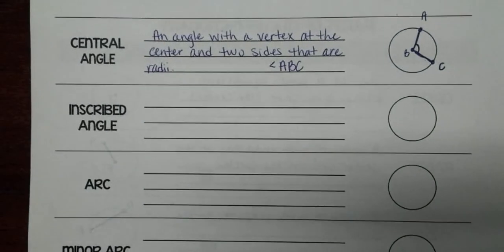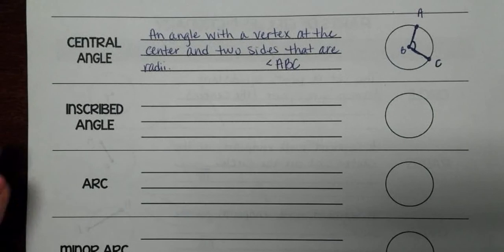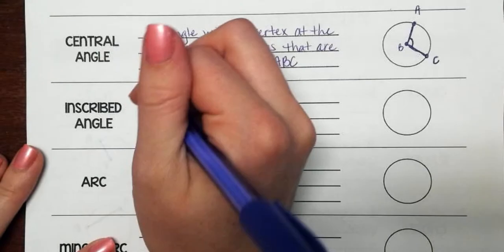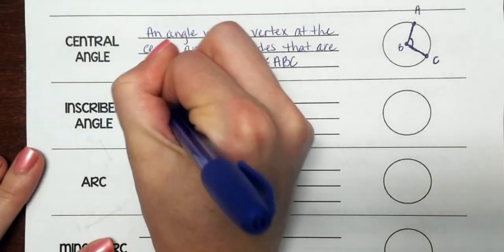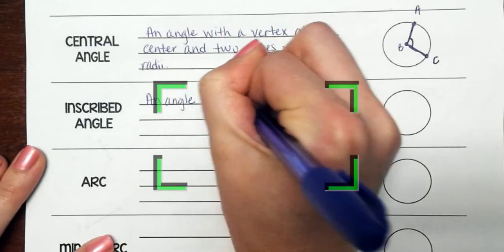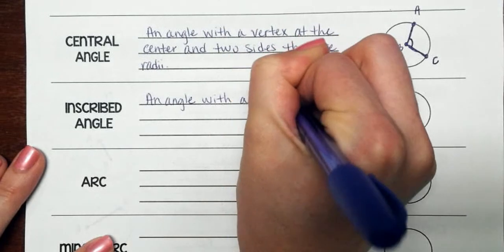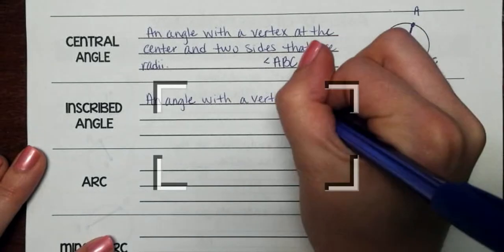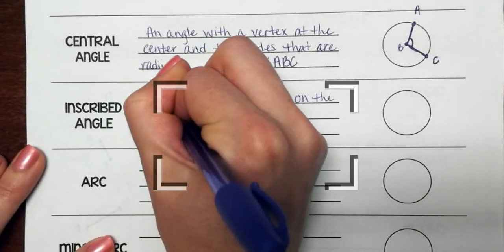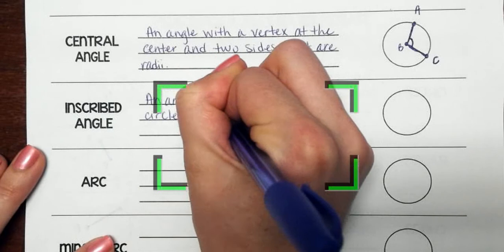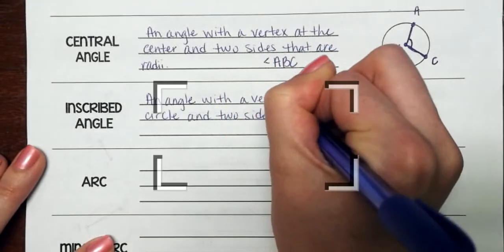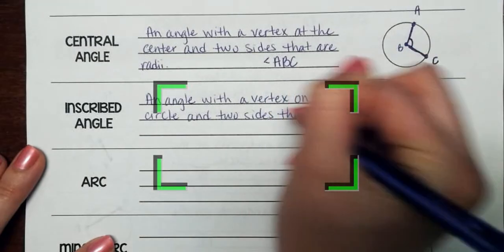Okay. So the next angle that we're going to talk about is an inscribed angle. So an inscribed angle is an angle with a vertex on the circle and 2 sides that are chords.